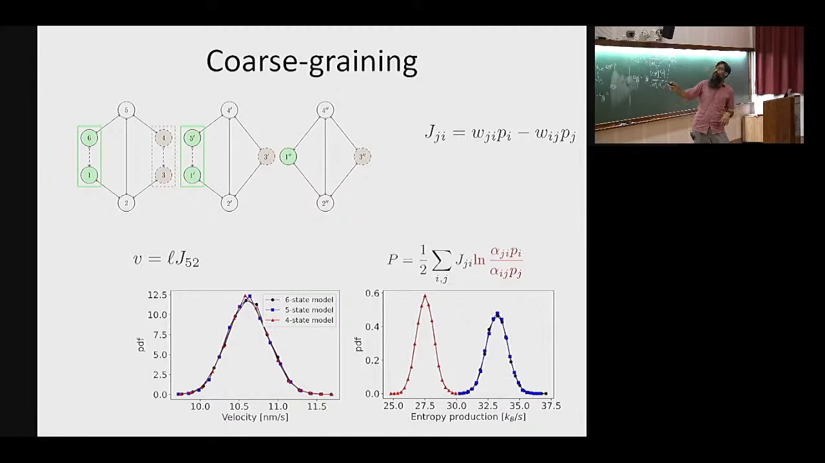But once we go from the 5-state model to the 4-state model, we change something in the forward step, and you see that in the entropy production here, we have a decrease of something like 10% or so. So we lose something by merging these states.